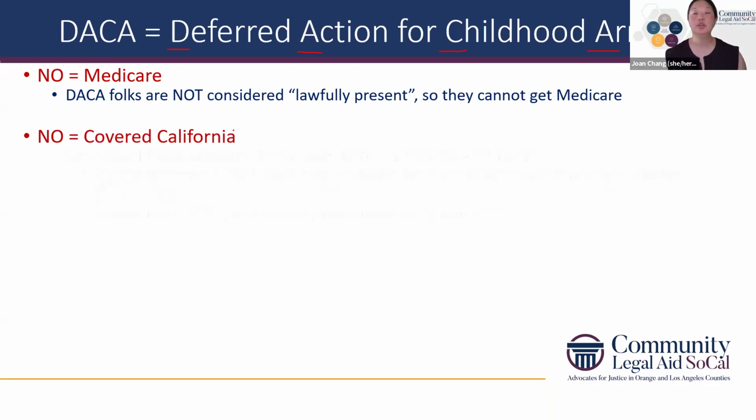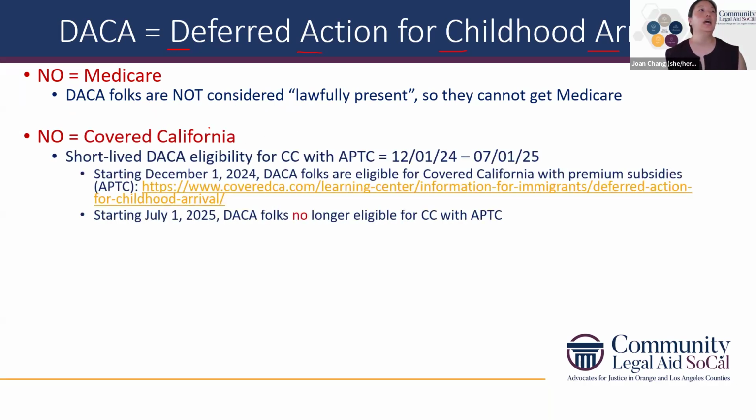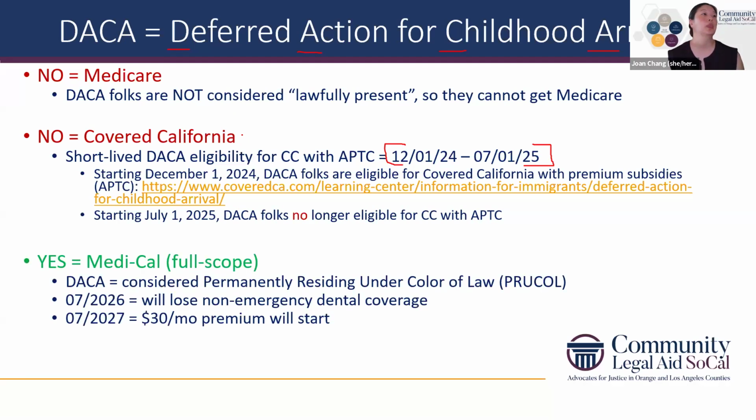For a very short period of time, we had DACA folks eligible for Covered California with premium subsidies for like a 6 to 7 month period. But starting July 1, the federal government has said DACA folks are not going to be eligible for Covered California with premium discounts, premium subsidies. So unfortunately, Covered California is not on the table for DACA folks.